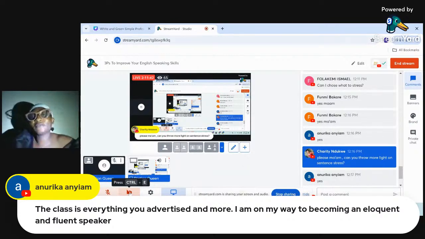You'd also get my vocabulary development PDF. This PDF works for people that, when they want to talk, know what they want to say, but do not have the right word to use. This vocabulary development PDF would help you. This is sold for 3,500 naira.